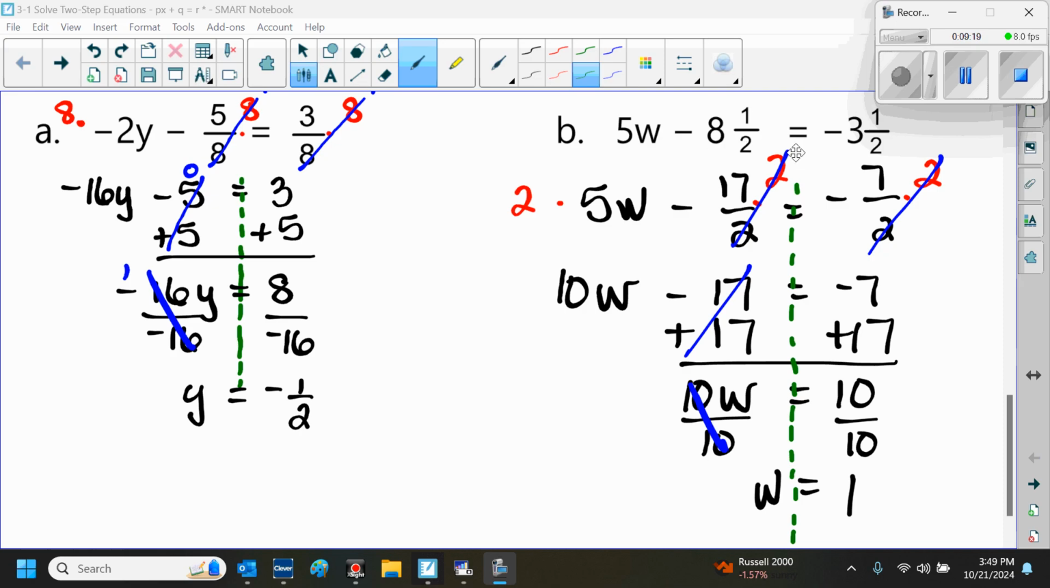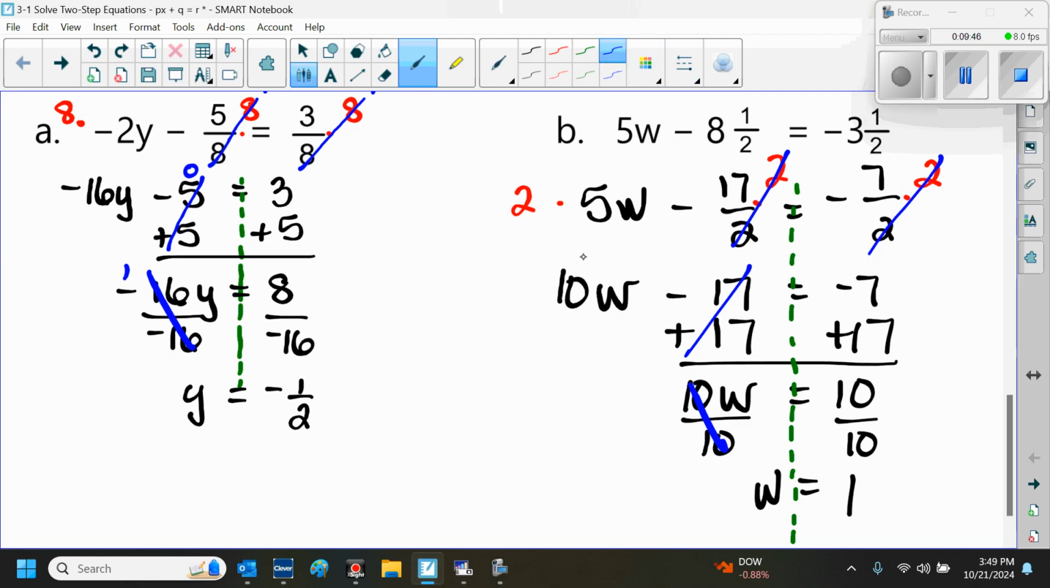So the first thing we want to do is change the mixed numbers to improper fractions. So we've got a negative 17/2 here, and we've got a negative 7/2 there. Then I decided to get rid of my fractions by multiplying each term by the denominator. So here, this is going to be 10w. This is going to be a negative 17, because those 2's cancel, equals a negative 7, because those 2's cancel.